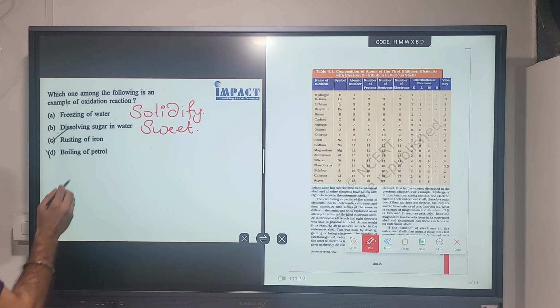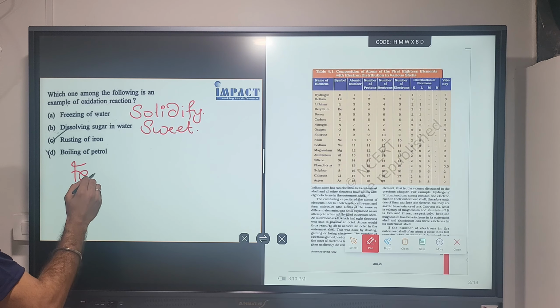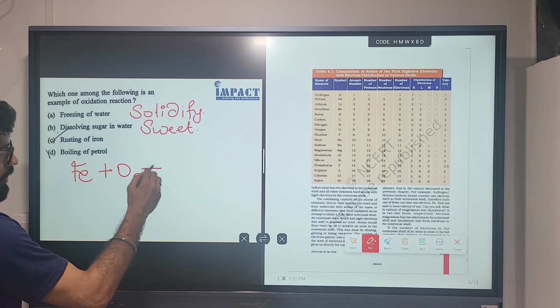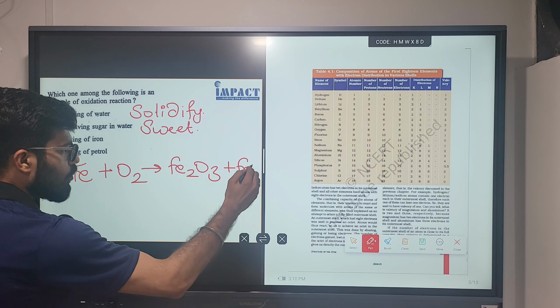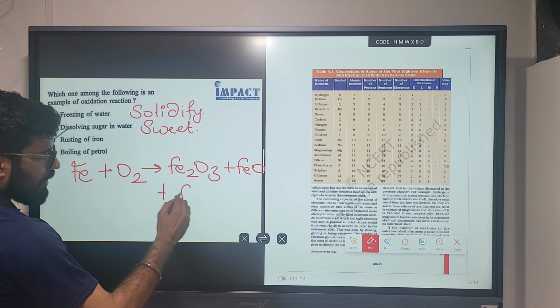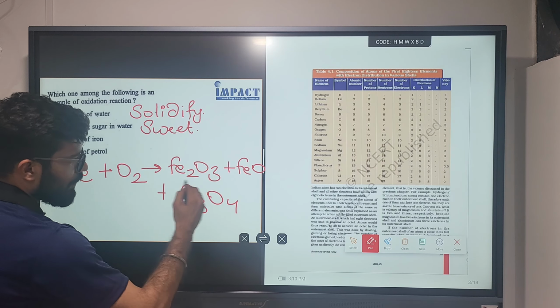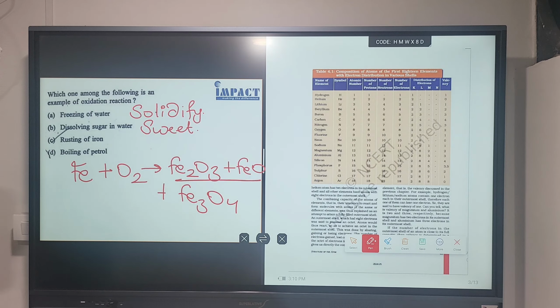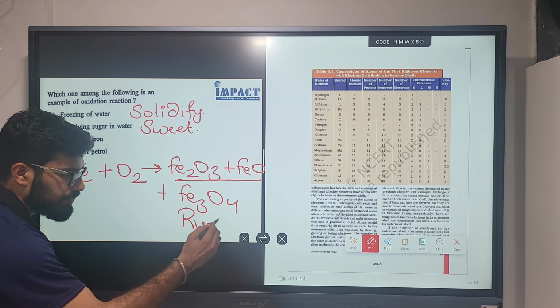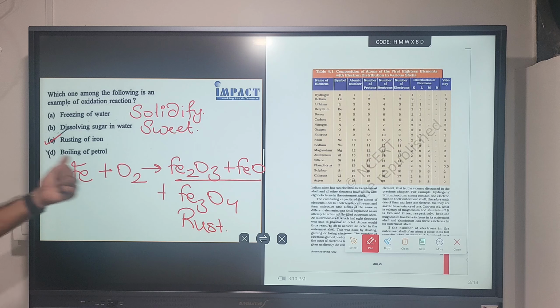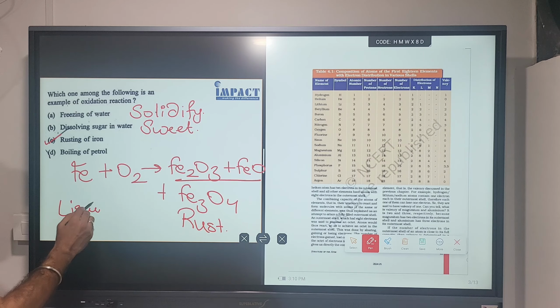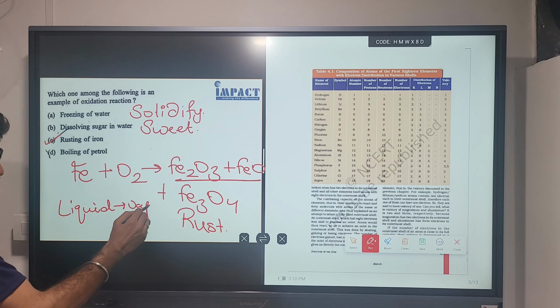Third, rusting of iron. The reaction given is iron plus oxygen gives Fe2O3 plus FeO. In general, NCERT writes it as Fe3O4 instead of Fe2O3 and FeO, and this is the formula of rust. So this is an example of an oxidation reaction. Boiling of petrol, we are just vaporizing it, liquid to vapors, nothing else is going on.